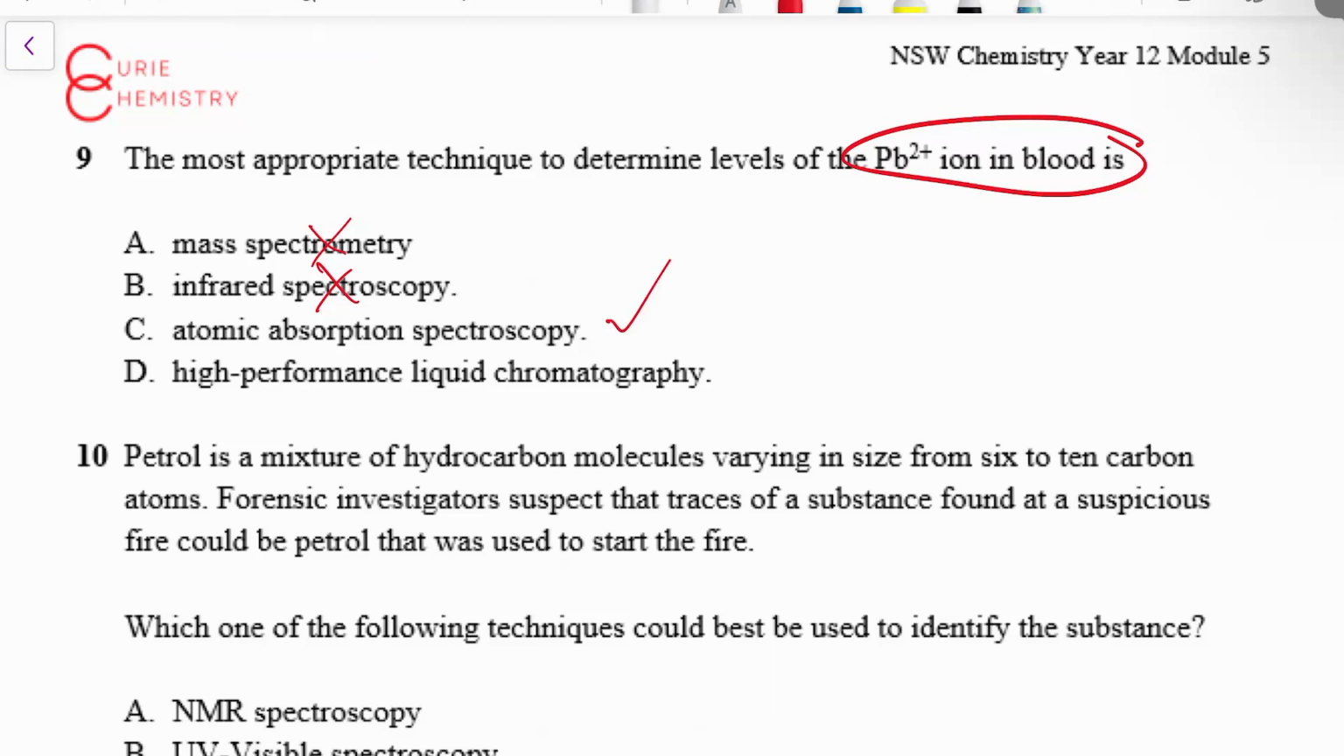D, high performance liquid chromatography. We don't study this. We've already figured out the answer. It's C. If this was an HSC question, we would have had to change that to another technique. It might replace it with colorimetry, UV-vis, or NMR or something.